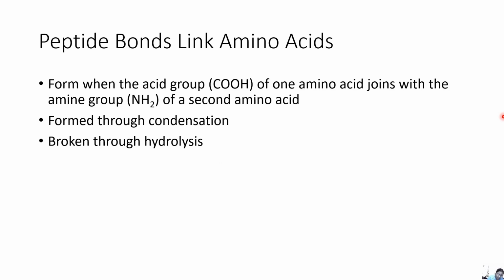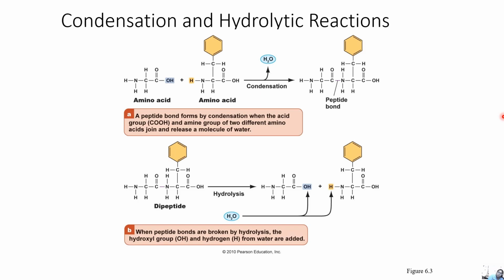Now the peptide bonds link amino acids and form when the acid group of one amino acid joins with the amine group of a second amino acid. So it's formed through condensation and broken through hydrolysis. A peptide bond is formed by condensation when the acid group of one amino acid and the amine group of the other amino acid join and release a molecule of water. And when peptide bonds are broken by hydrolysis, the hydroxyl group and the hydrogen from water are added.